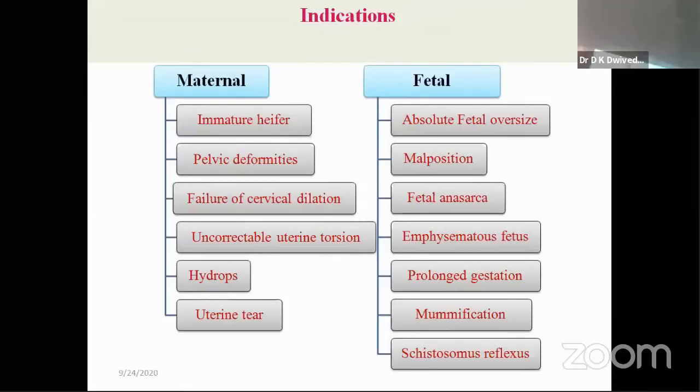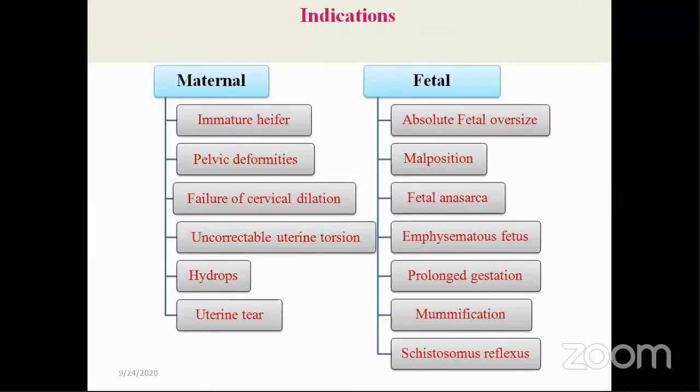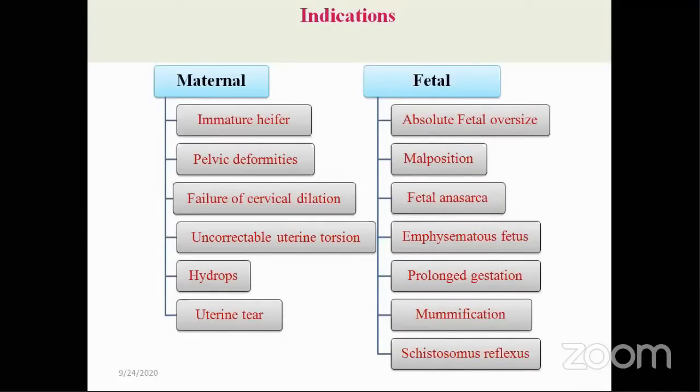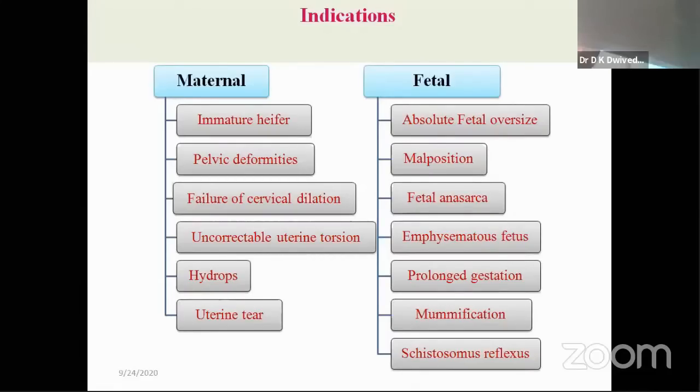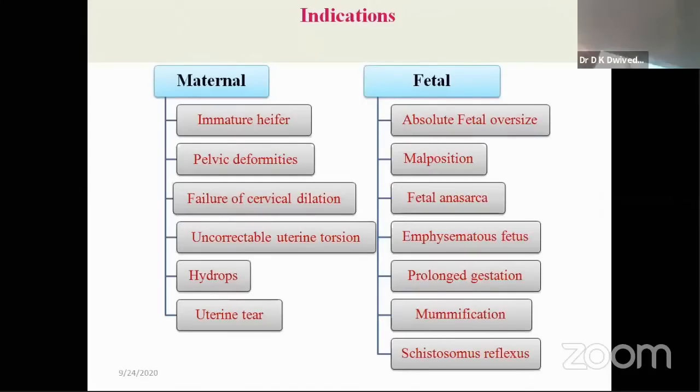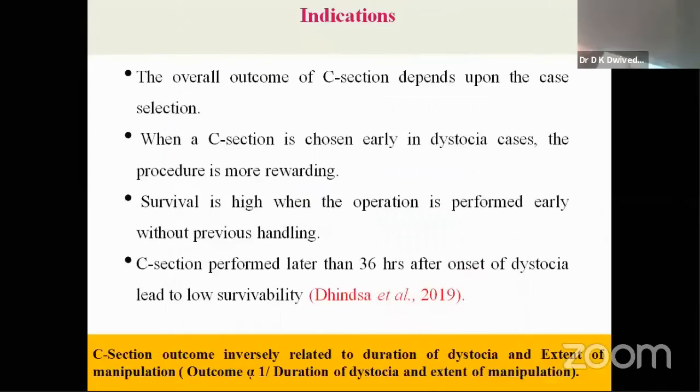Now, fetal related, if there is absolute fetal oversize, in that condition, you have to go for the C-section. If there is malposition of the fetus, then you may opt for C-section. In case of fetal anasarca, that is the ascites of the fetus, in that condition also you may go for C-section. Emphysematous fetus, prolonged gestation, mummification. And the last one, some congenital malformation of the fetus, that is the schistosomus reflexus. In that condition also you may opt for the cesarean section. So these are some important indications. Under these indications you may go for C-section.